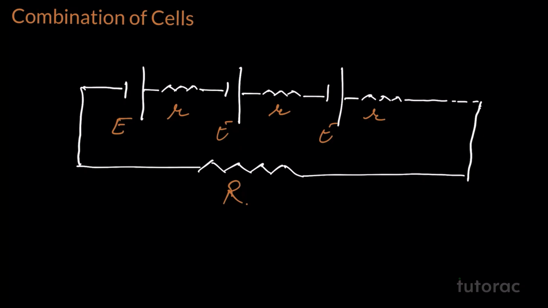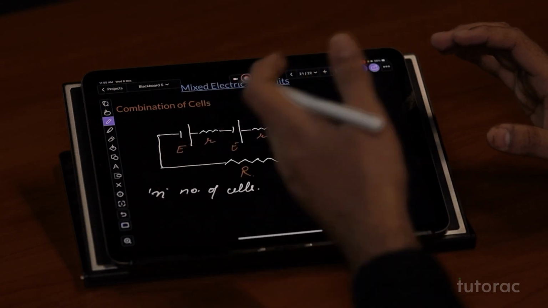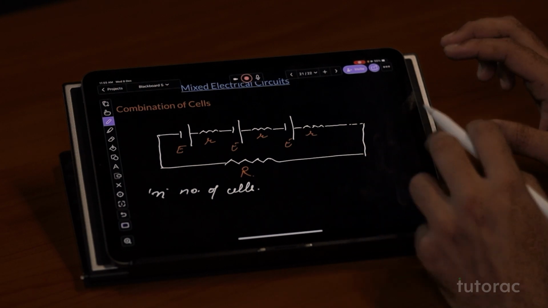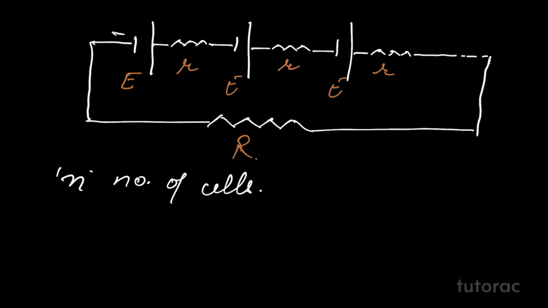Let's see. Suppose here we have multiple cells. Let's say we have n number of cells. Now, also in case of cells, there are actually multiple combinations possible. We'll just talk about the basic combinations. Here, I have connected all the cells in a way that their polarity is in the same direction. Means every one of the cells, as you can see, has on the left side the negative terminal and on the right side the positive terminal in this way.